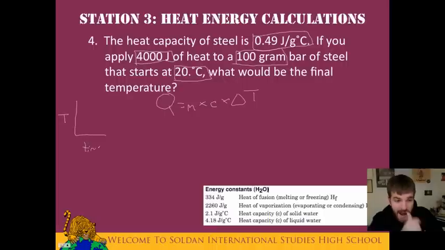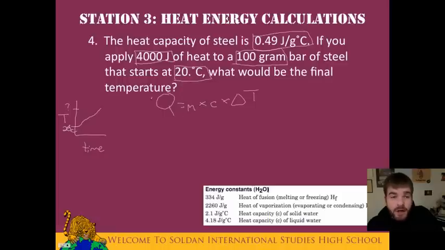Temperature and time. It starts at 20 degrees Celsius. What temperature does it go to? It doesn't say on here. Does it go to 4,000? No, that's not a temperature, it's joules. Does it go to 100? No, that's a gram, that's a mass. Does it go to 0.49? No, this is an energy constant, it's going to be our C value. We don't know what the temperature goes to. That's why it's asking, what would the final temperature be? So we know it's going up because it's being heated, but we don't know what it's going up to.